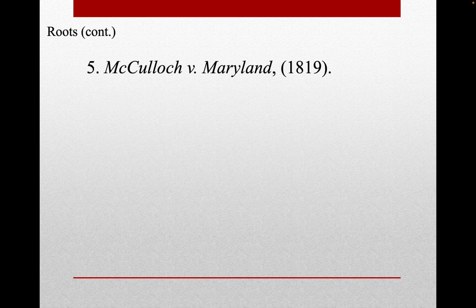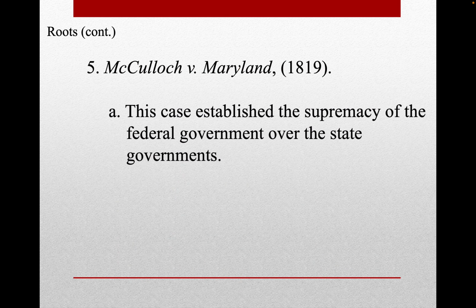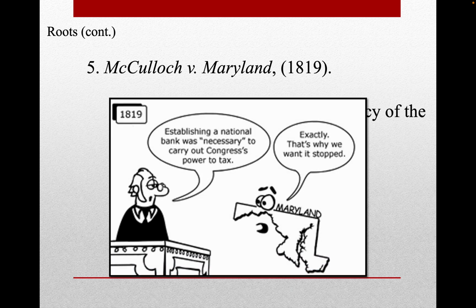McCulloch versus Maryland, 1819. These, of course, are cases that we have talked about, so that's why we're going over them rather quickly. This case established the supremacy of the federal government over the state governments, by protecting the bank. We saw this cartoon before, but establishing a national bank was necessary to carry out Congress's power to tax. Exactly. That's why we want it stopped.